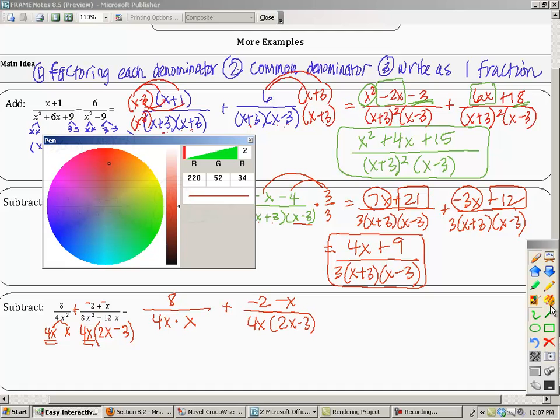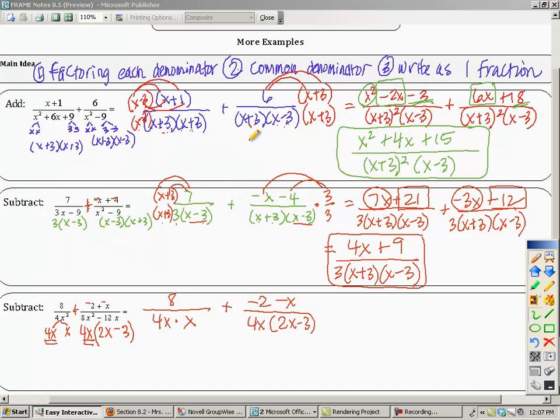All right, let's change our color. All right, what am I missing in this first fraction? I have a 4x, I have an x, but I don't have this 2x minus 3. So 2x minus 3 is going to be multiplied on top and bottom. And if I look at the second fraction, I have this 4x, I have this 2x minus 3, I'm missing this x, so I'm going to multiply the top fraction by x. All right, here we go.